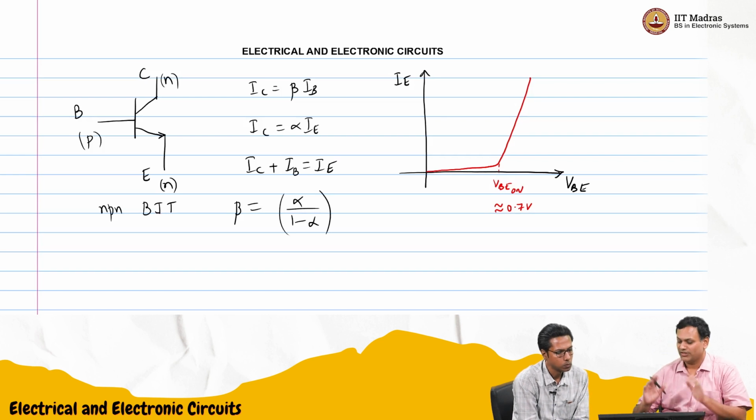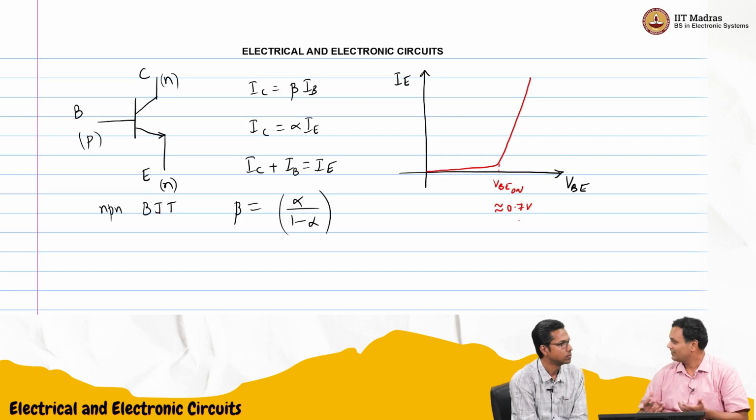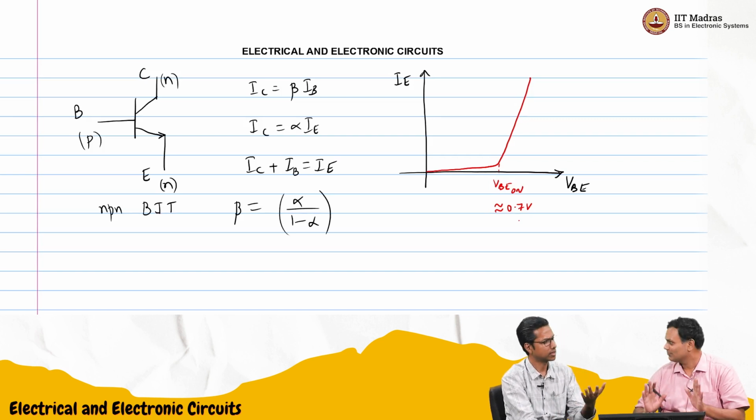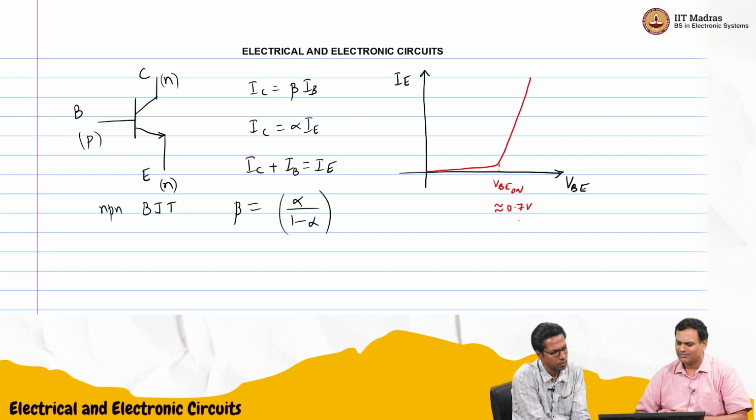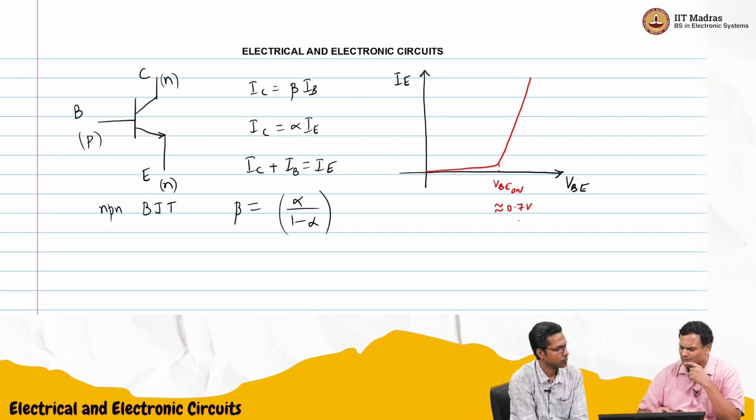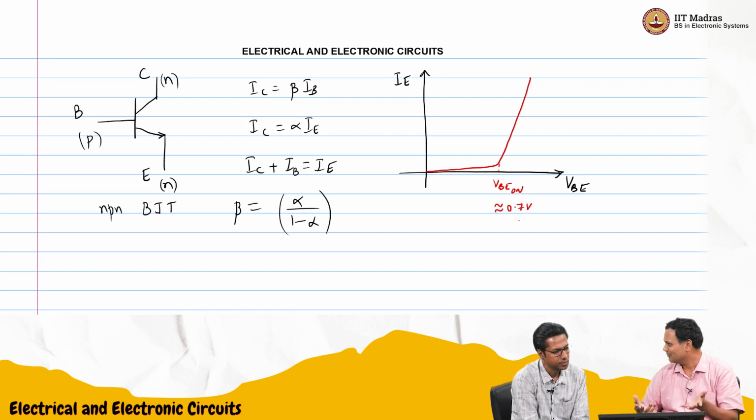So you can find out, looks like, everything about the device from this itself. Well, almost everything. You must be missing something. If it was just this, it's just a diode. What is missing? The collector. This is only showing 2 terminals. We need to bring in the collector.